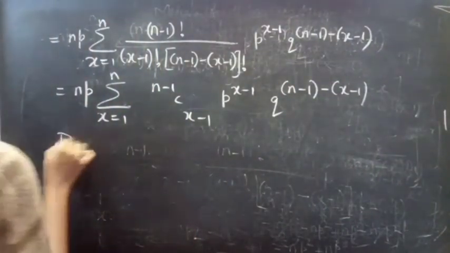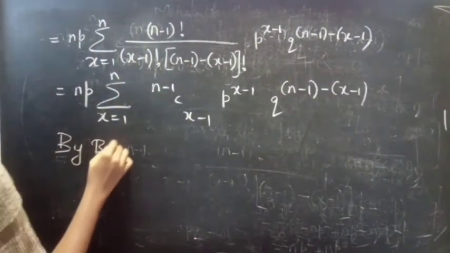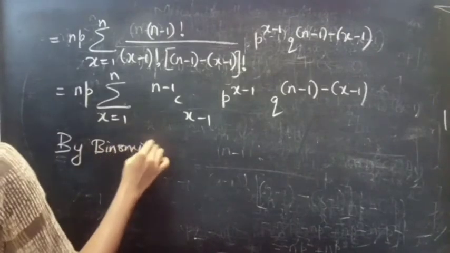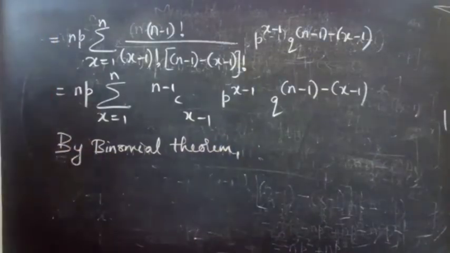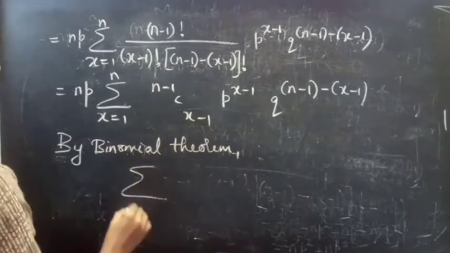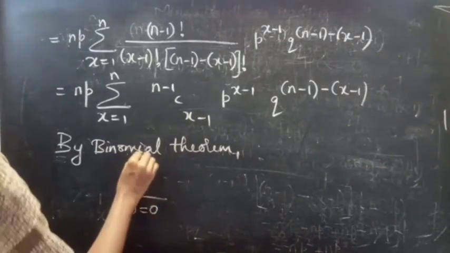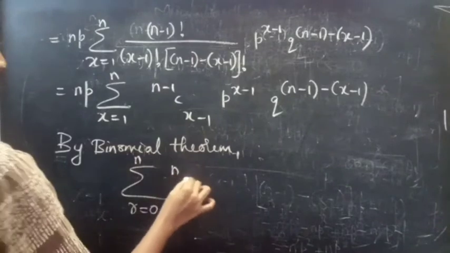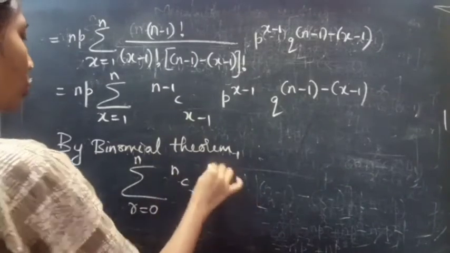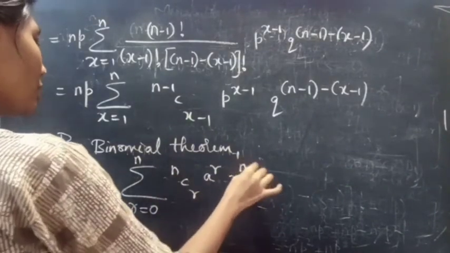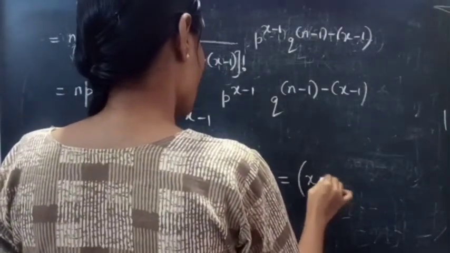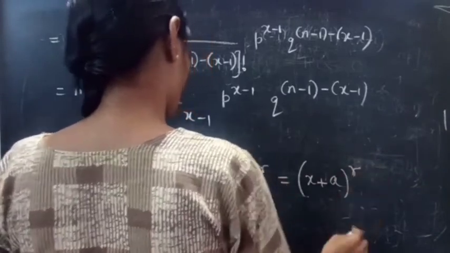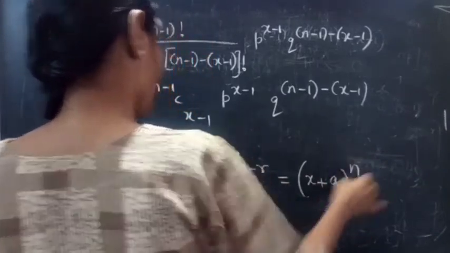By binomial theorem, we have summation r equals 0 to n, nCr into a power r into x power n minus r is equal to x plus a power n.